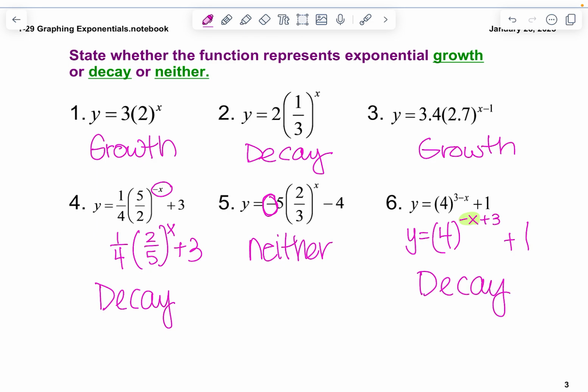Now, you could also graph every single one of these as long as you type it in correctly and look at your picture, but that takes a little bit of time, so it's easier to know what to look for if you don't want to graph it.